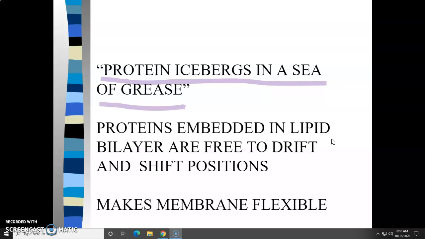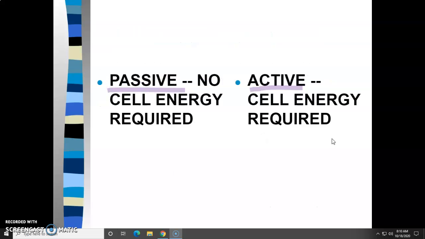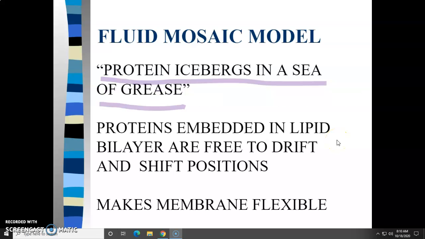Okay, so now I want you to look at number 7 on your organizer. And I want you to label that. You have a little word bank there. So I'm going to give you a few moments, stop the video, and label that, and then we'll go over it.